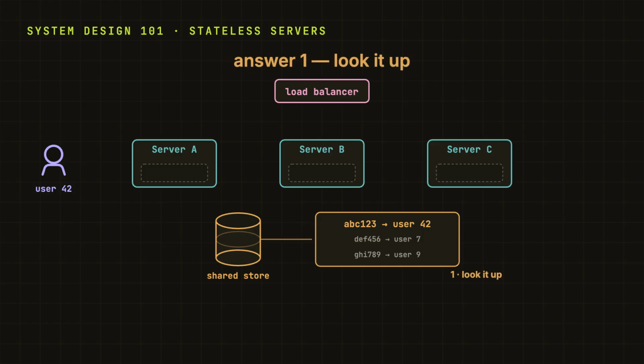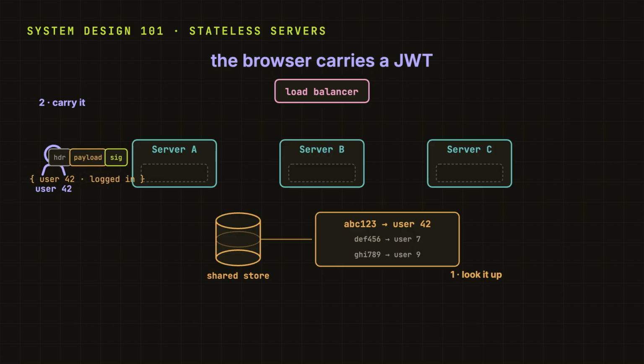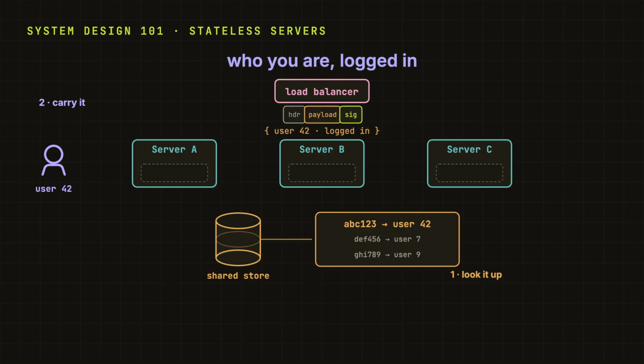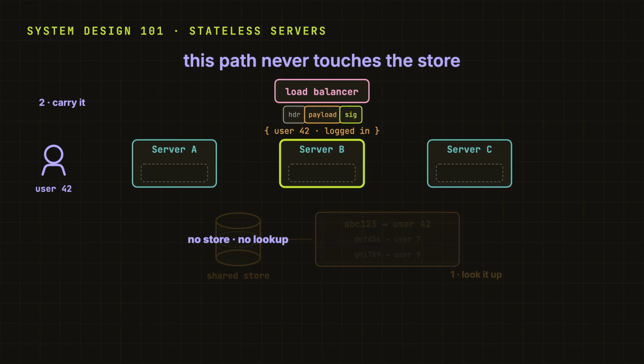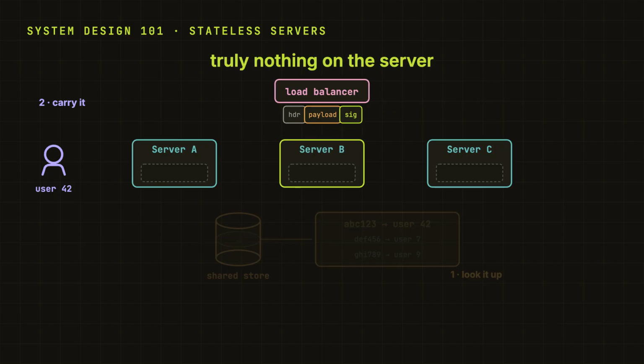Look it up. But there is a second way to be stateless, also from the last time, and the server holds even less. Instead of looking anything up, the browser carries the signed fact it needs, right there in the request. Who you are, that you are logged in: a JWT. The server just validates the token and reads the claims. No store, no lookup. It holds nothing at all. Bigger requests and you cannot easily cancel one. But truly nothing on the server.